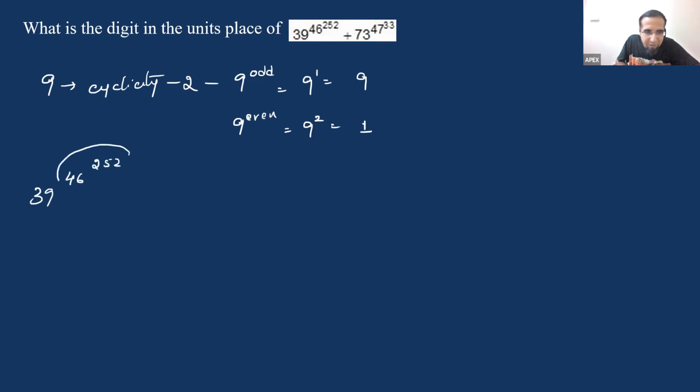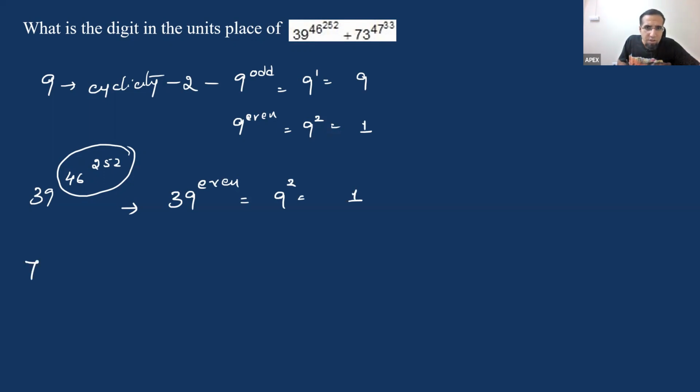I need to know the magnitude of this. Now 46 to the power 252 is multiplying 46, 252 times. So multiplying 46, 252 times will give me the result as an even number. Which means 9 to the power even is the last digit of 9 square, and 9 square ends with 1.